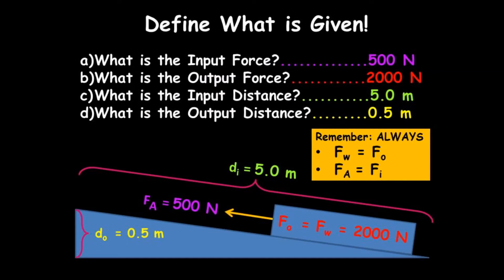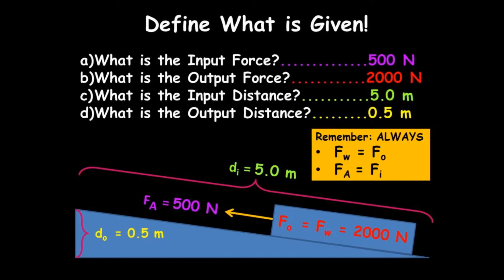Now, the input force is 500 newtons because the input force is the same as the applied force. So that's 500 newtons. What is the output force? Well, the output force equals the weight of the load, and that's going to be a 2,000 Newton mule. So that's the weight of the mule. The input distance is the length of the ramp, which is 5 meters.